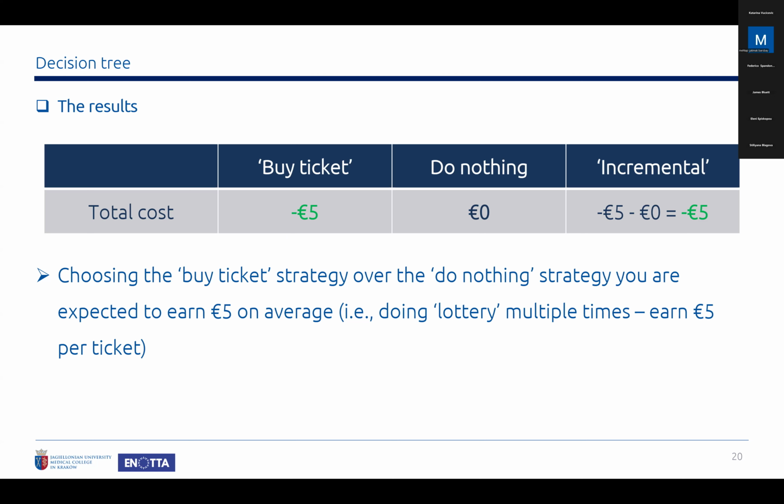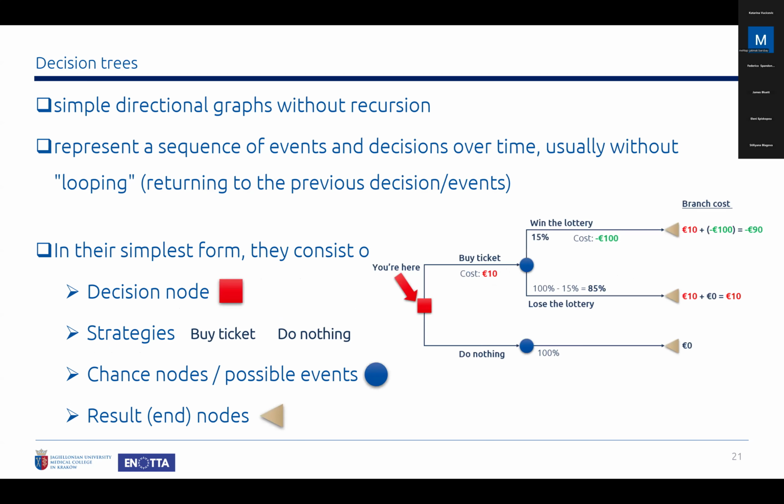And by comparing those total expected costs, we decide which is the best alternative for us. So in our case, choosing the buy ticket strategy over the do nothing strategy, we are expected to earn €5 on average. So in other words, doing the lottery multiple times, we earn around €5 per ticket. So in our case, the best decision for our finances is to buy the ticket. So generally, this is the process of building and interpreting the decision tree.